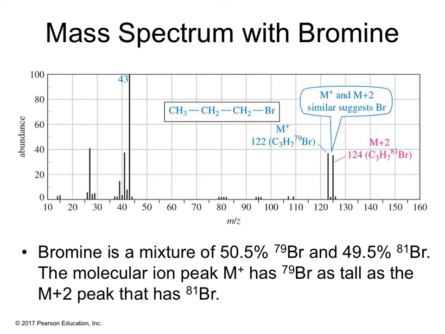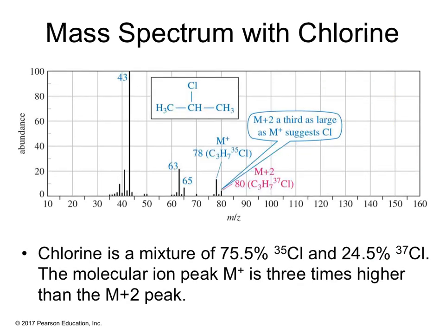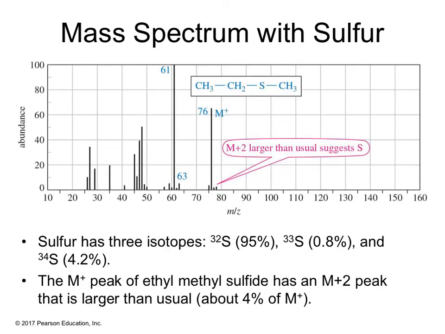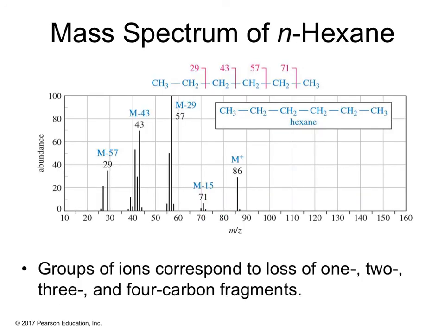That's what they're going to show you here: here's your M plus 2, and it signifies that a bromine is present. Chlorine, you see the little height here, and that's an M plus 2, and it's a third as large as the chlorine peak. So sometimes you're going to get multiple choice questions, and you'll have to decide whether chlorine or bromine is present based on the mass spec. Sulfur has an M plus 2 that's larger than usual. I think that's kind of hard to see. Look at this, it's just hard to see when it's that little.